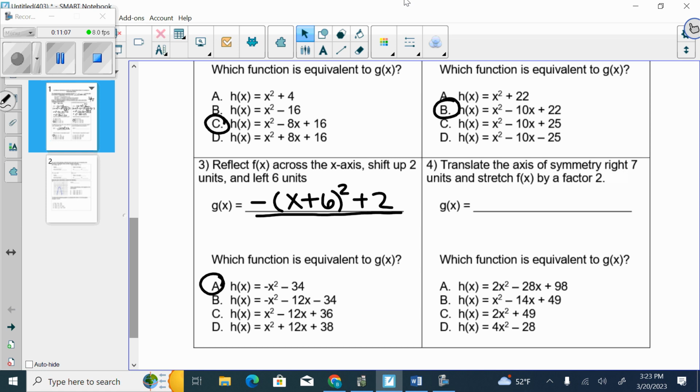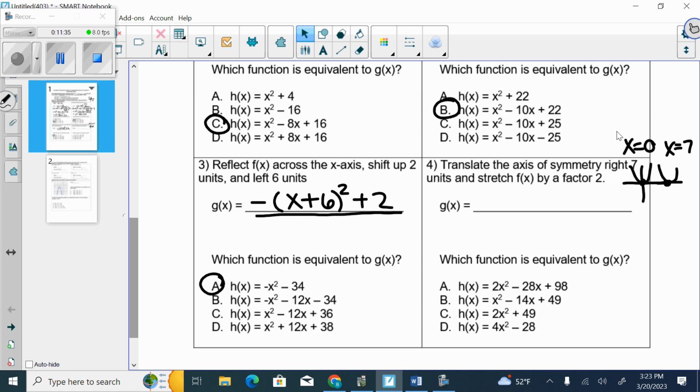X. Very good. So axis of symmetry normally is at x equals 0 because it's normally got a vertex at 0, 0, right? But it says it's going to move it 7 places to the right. So now it's going to be over here at positive 7. So instead of my U-shape being here, now my U-shape is here at 7. And it stretches by a factor of 2.